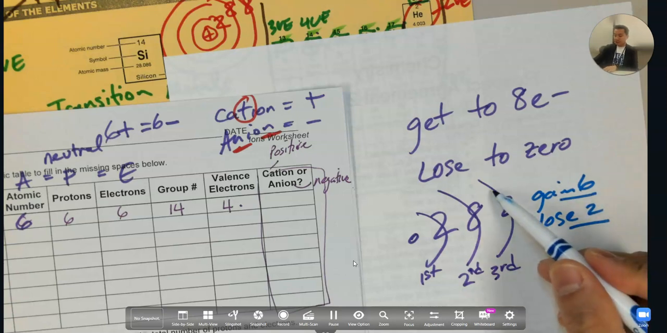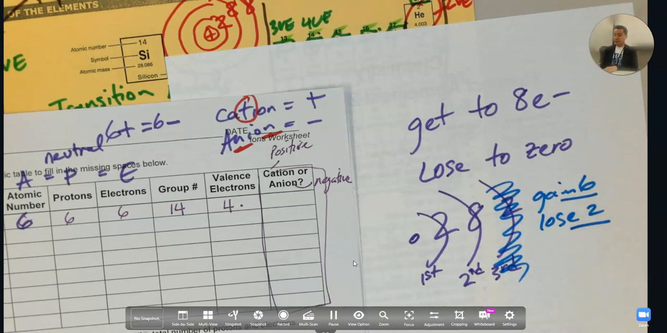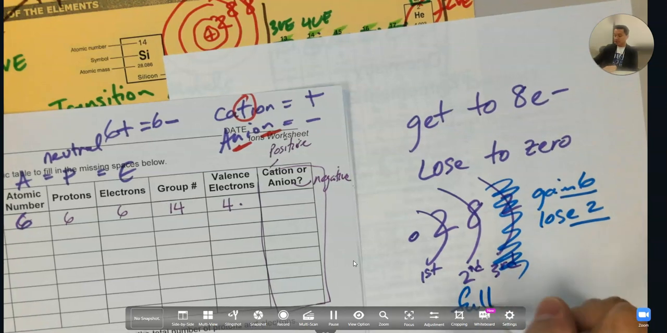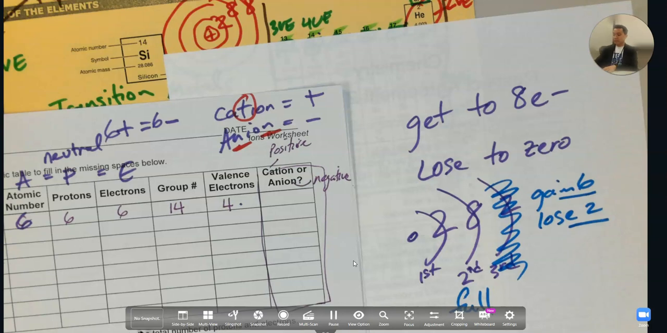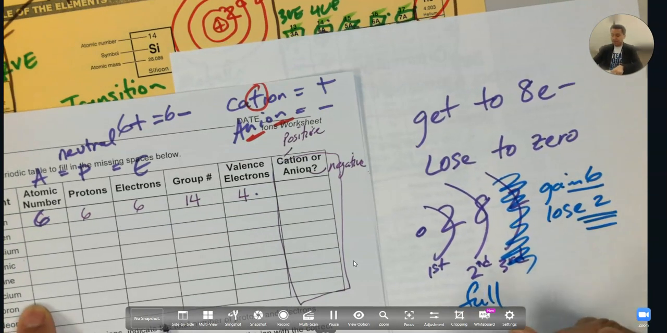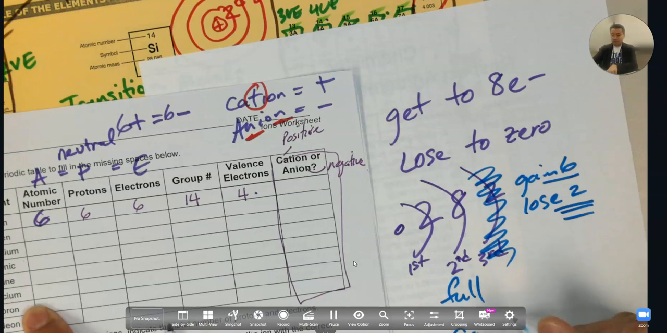If it loses 2, guess what? What's underneath? A full shell is underneath. It always wants to be a full shell. So if it loses 2 electrons, let's find one that loses 2 electrons. Calcium. Calcium has 2 valence electrons, right? It's going to lose those 2.